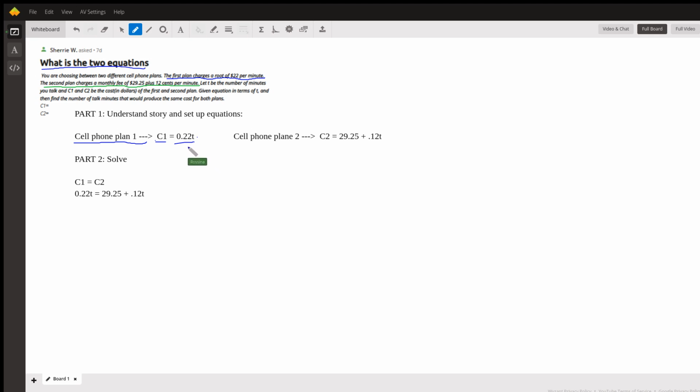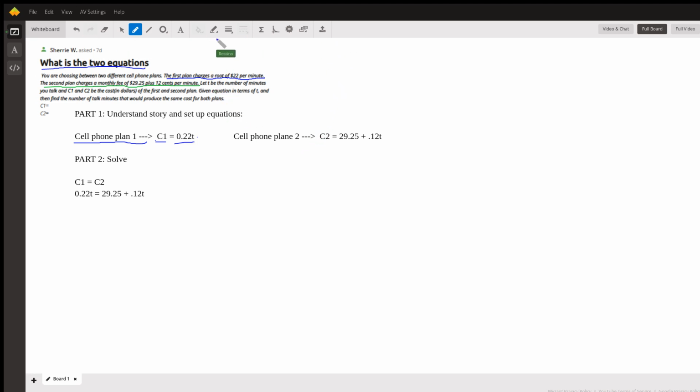So if I say to you, how much will 1 minute cost? Well, t would be replaced with the number 1, right? So 1 times 22 cents is 22 cents. If I say, how much will it cost for 5 minutes? Okay, well, t is time, so 5 times 22 cents per minute, that would give us an answer as well. And so we put that variable there because it can change. I don't know how many minutes I'm going to talk this month, but it's set up for us to figure it out.